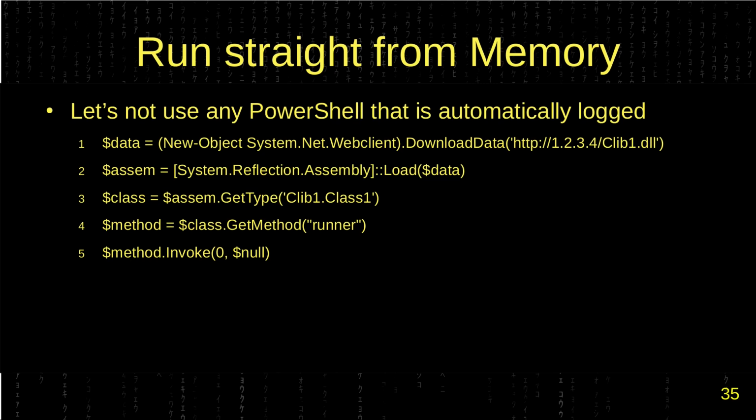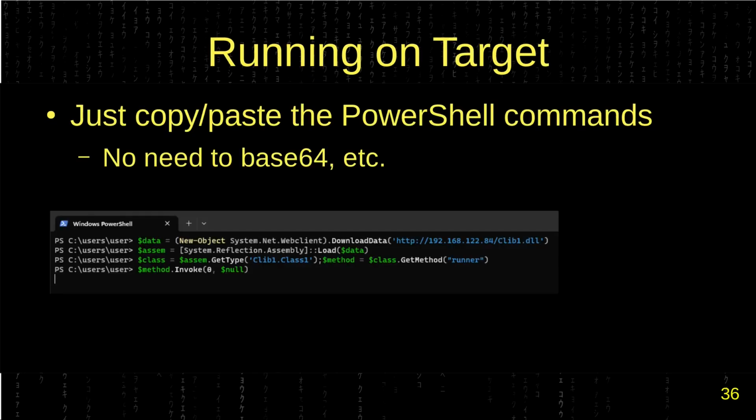Here are the 5 PowerShell commands needed to get the malicious DLL into a variable first without writing it to disk. It then coerces it into an assembly. Then choose the namespace, class, and function. Finally, run it. Note that it will hang the console at this point. Here are the actual values pasted into the Windows 11 virtual machine. No need to base64 encode or otherwise obscure them.